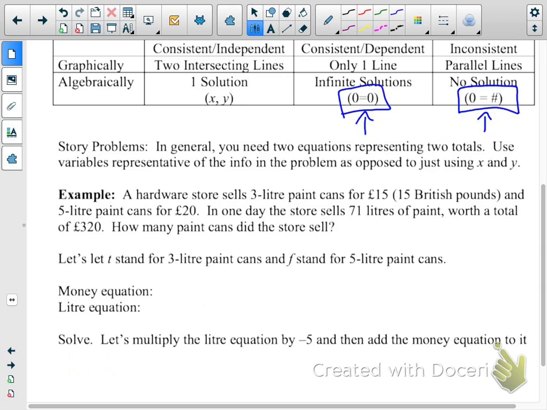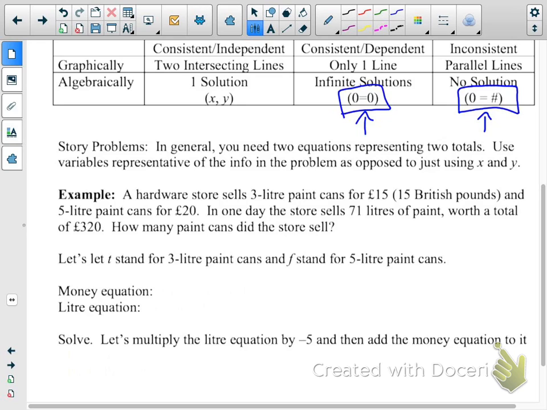Okay, so we have a hardware store that sells 3-liter paint cans for 15 pounds. That kind of curly looking L there is the symbol for pounds. And 5-liter paint cans for 20 pounds. Now also, in case you see this and you're thinking, man, she can't spell the word liter, that's the more international version of this word. So every once in a while, if you see a word and you think, man, that looks weird, that's probably the international way of doing it. Okay, so anyways, the 3-liter paint cans are 15 and the 5 are 20. In one day, the store sells 71 liters of paint worth a total of 320 pounds. How many paint cans did the store sell?